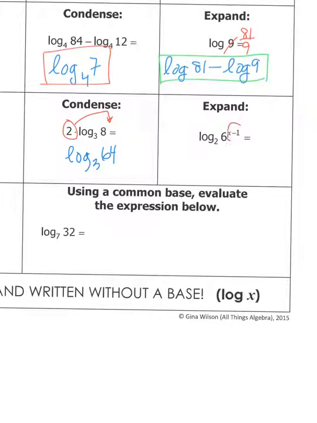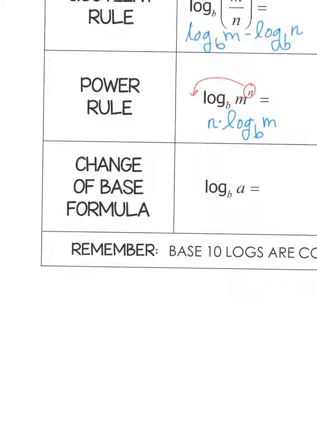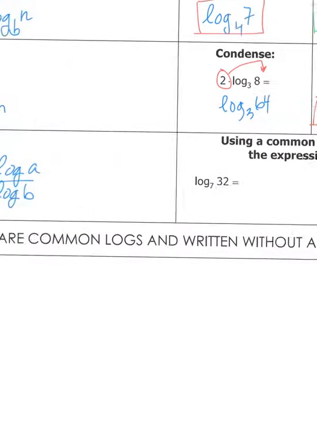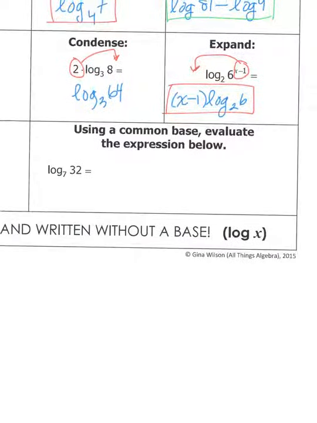For the second one, I have to take the x minus 1 and loop it in front. Make sure you use parentheses. So x minus 1 times the log base 2 of 6. Then your change of base formula. So that would be log of A divided by log of B. So we immediately convert to a common log of base 10 and just divide those two. So you go ahead and use the change of base formula for this expression and then check your work.